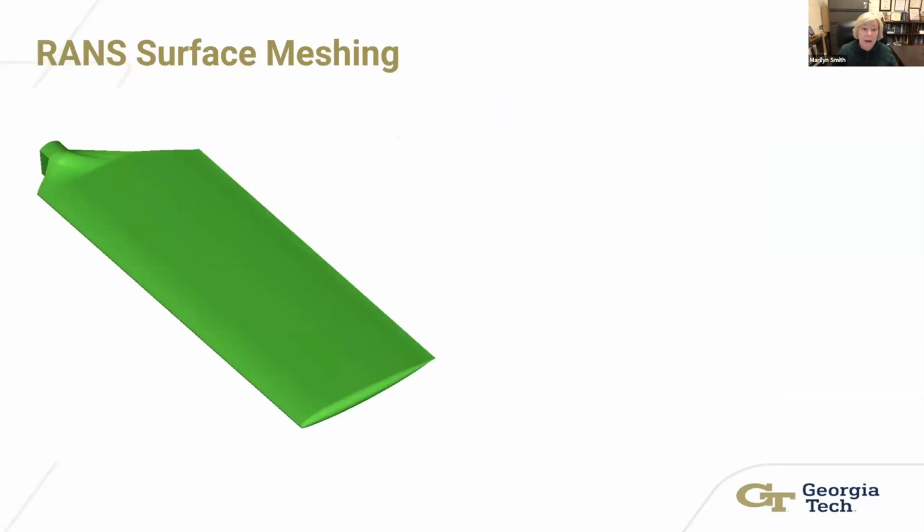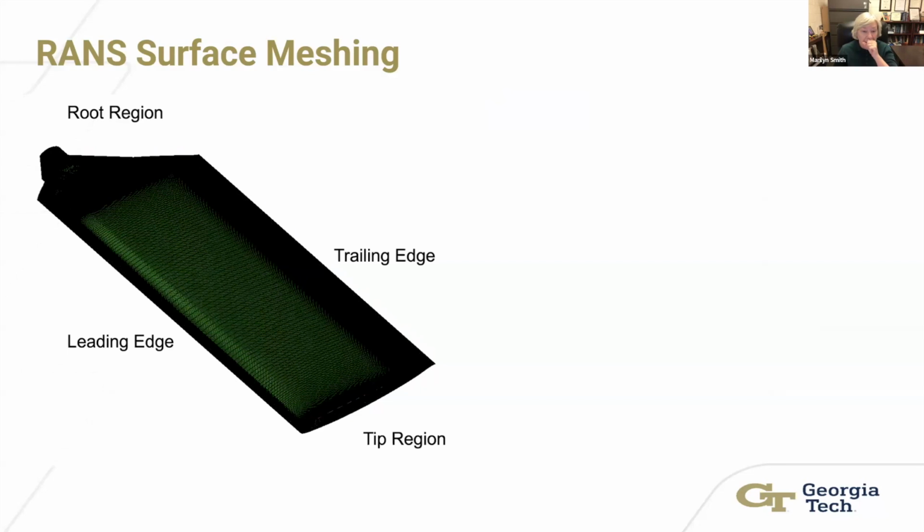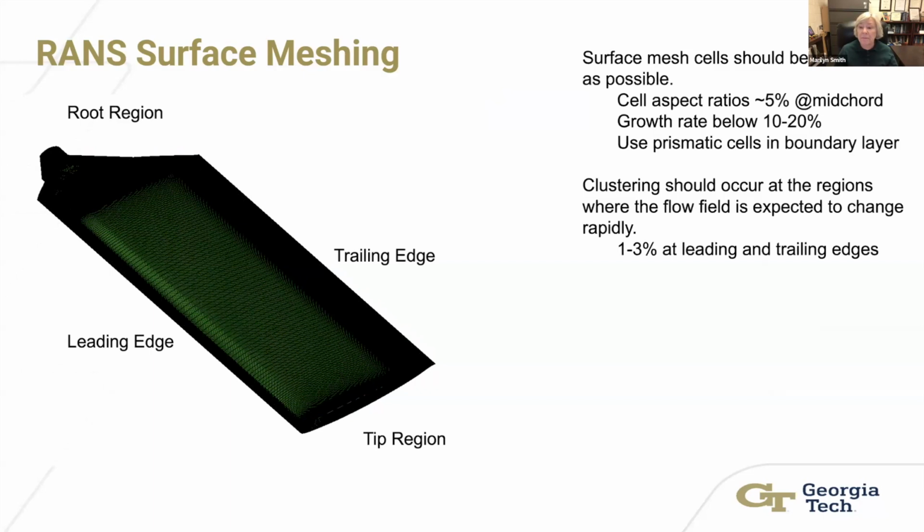Okay. A quick thing about surface meshing. Here's your CAD for a rotor blade. You have your root, your tip, your leading edge, and your trailing edge. This is what it looks like when you've meshed it. This is actually an unstructured mesh, as you'll see in a minute.